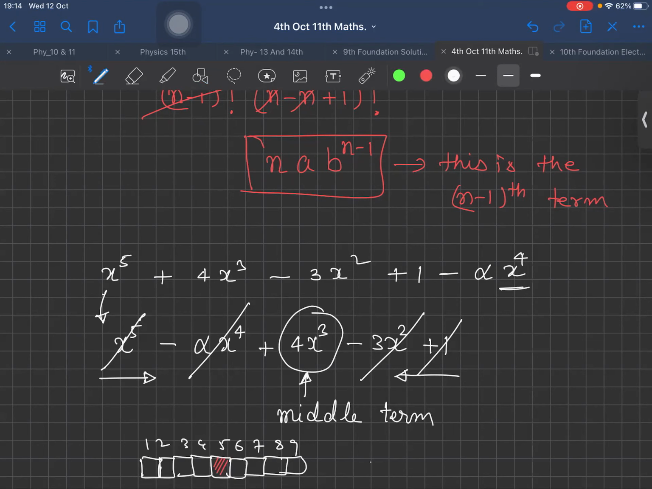But if I give you 8 boxes, 1, 2, 3, 4, 5, 6, 7, 8, and I tell you the gold is in the middle box, which box will you open? 4 and 5 are in the middle, right?